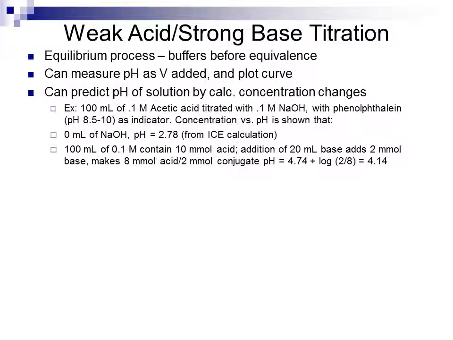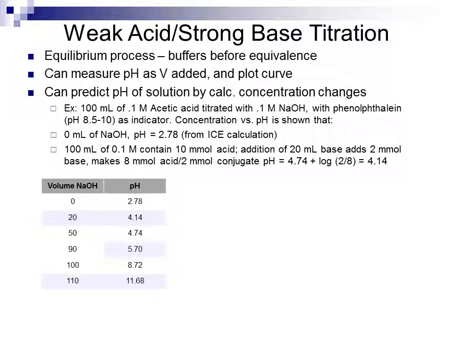If I add 20 milliliters of base, my 100 milliliters of acid at 0.1 molar contain 10 millimoles of acid. Adding 20 milliliters of base adds 2 millimoles of the base, which means that I've used up 2 millimoles of the acid. I have 8 left. I've also formed 2 millimoles of my conjugate. Because this is a weak acid, we have to use the Henderson-Hasselbalch equation to calculate pH. So pH is equal to pKa at 4.74 plus the log of 2 versus 8, which gives us a pH of 4.14. So we went from 2.78 to 4.14.